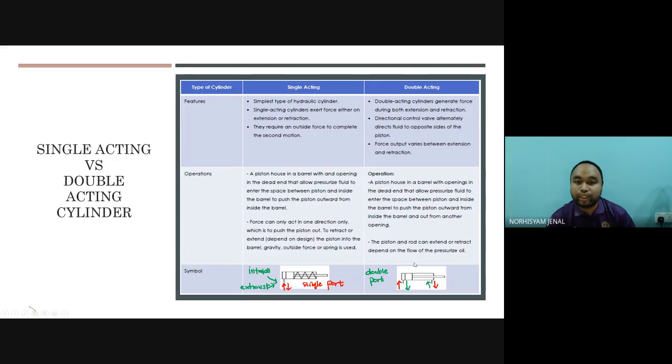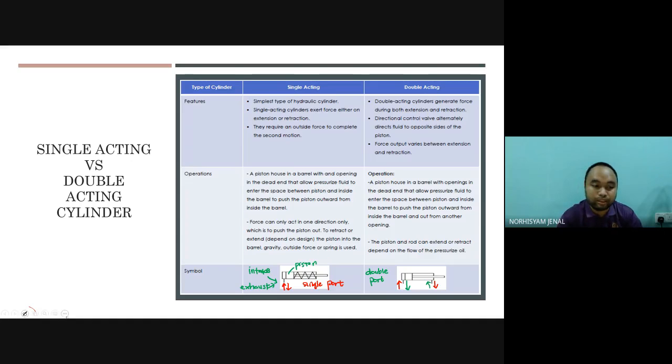So the features over here, single acting cylinder, it is actually the simplest type of hydraulic cylinder. Why? Because it only moves to one side, and then going back, we are using only a single port. A single acting cylinder exerts force either on extension or retraction. So extension means this is the piston, or we call it the cylinder rod.